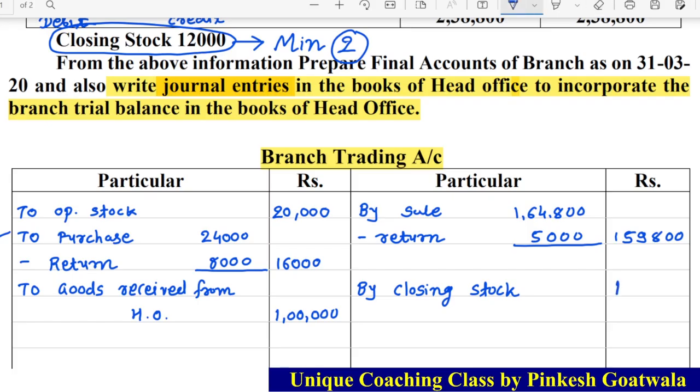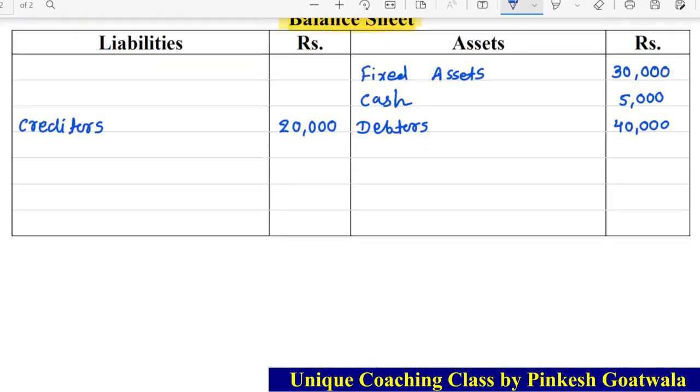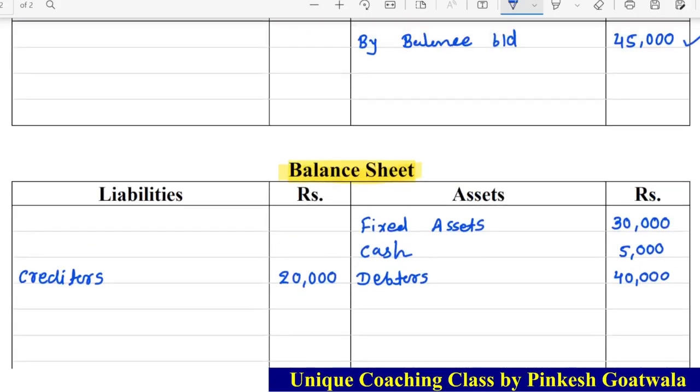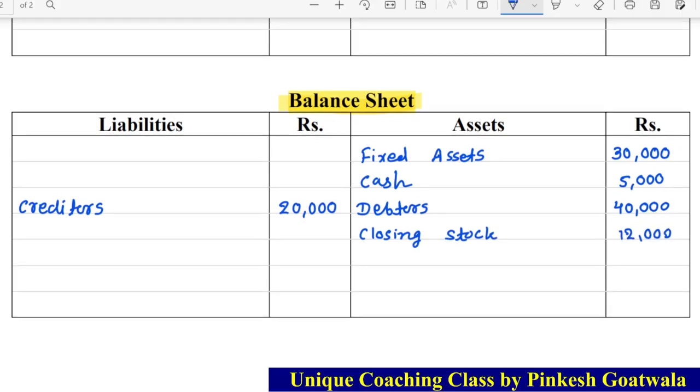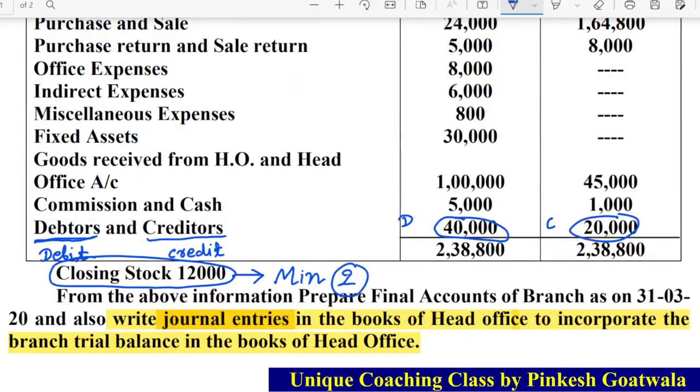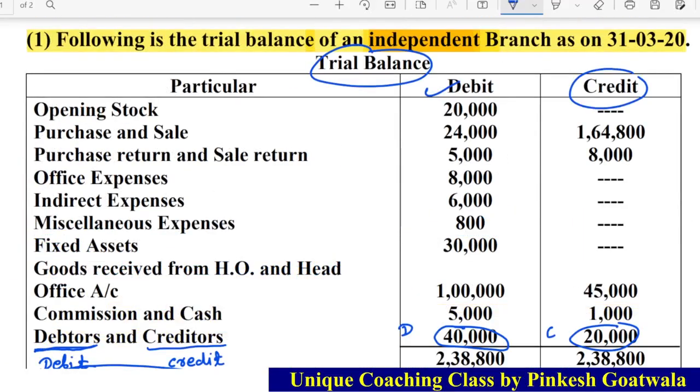It's a 12,000, and the second effect will be given in the balance sheet, asset side. બીજી entry ક્યાં આવશે? Balance sheet માં આવશે, asset side, closing stock 12,000. Okay, so here we have completed all entries, meaning we have transferred the trial balance.